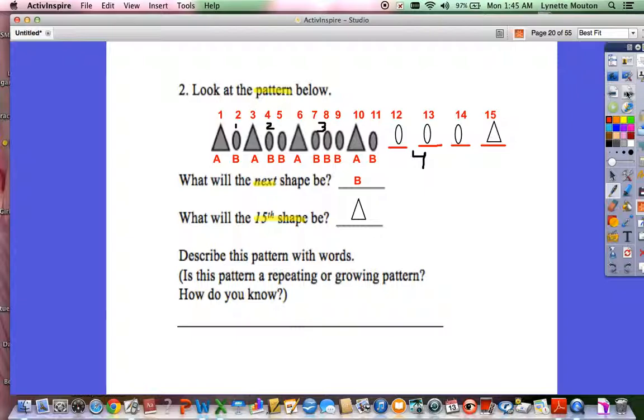And we could describe this with words, just saying it's an A-B pattern. That would be describing it with letters. But technically it's just triangle and oval, and then the next time we have an oval it's +1, and this is in fact a growing pattern.